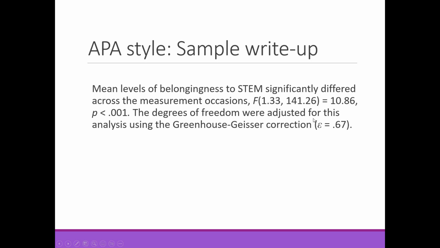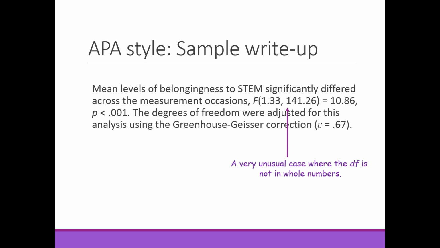And the degrees of freedom were adjusted for this analysis using the Greenhouse-Geisser correction, and then we provided the epsilon. It's a good idea to explain that you made a correction and which correction you used if your sphericity assumption was not met. This is a bit of an unusual case where the degrees of freedom are not whole numbers, but we did make the correction and that's the reason why we have these strange numbers.